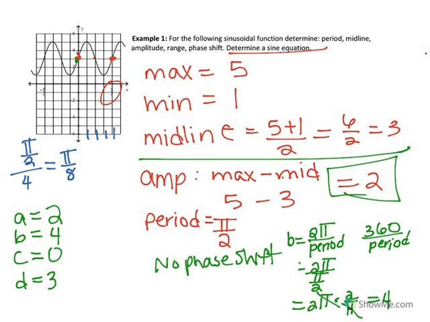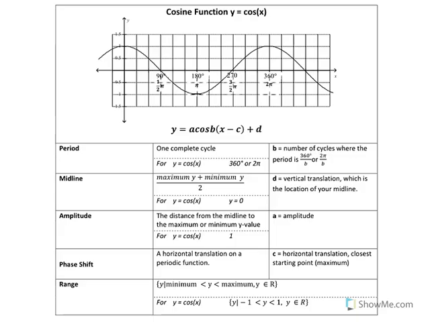So my equation would be y equals 2 sine 4x plus 3. So there's my equation. We just plug it into that formula for C and D. Let's do a cosine function now too. So cosine is very similar. The only thing that's different about a cosine is that it starts at your maximum and it ends at your maximum. So it still hits your minimum, but it goes down, up, down, up.